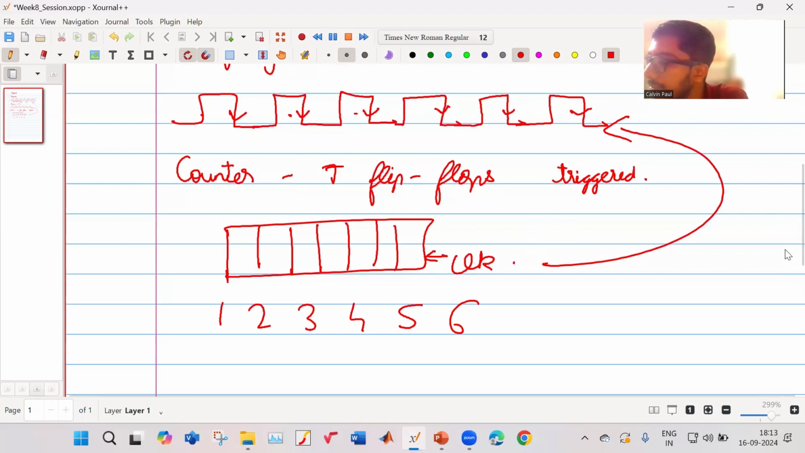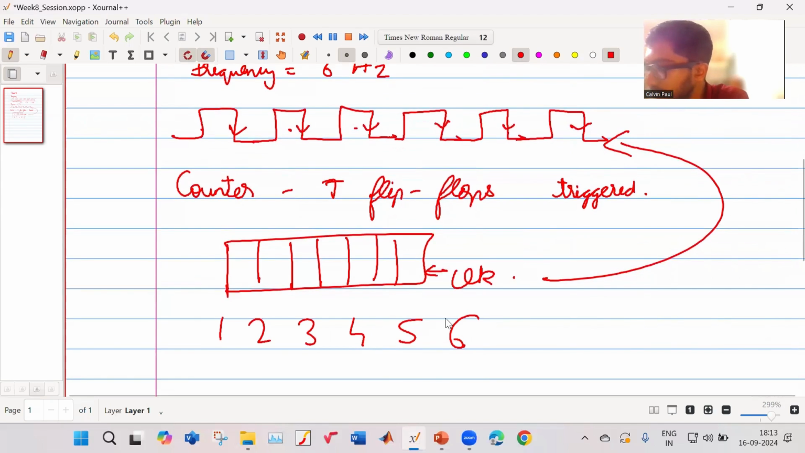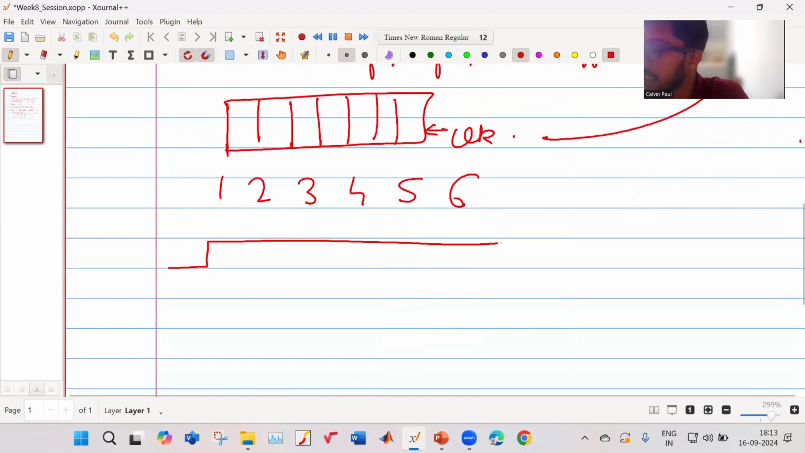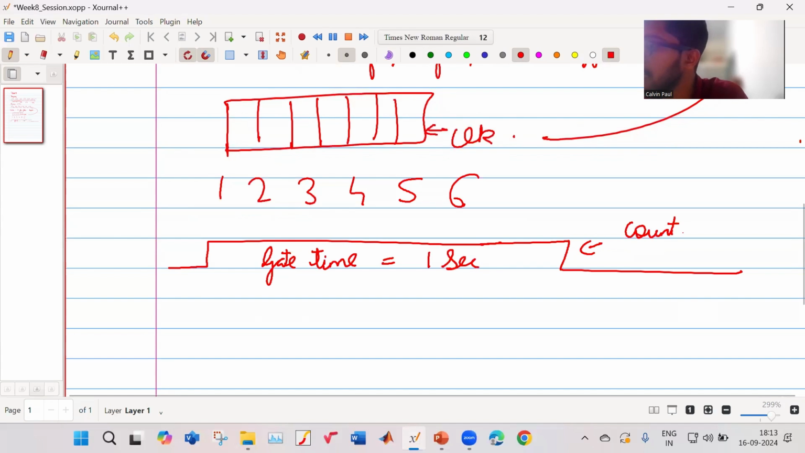After it becomes 6, we will do the counting for some particular time period. So let us check. Let us assume this is something known as your gate time, say 1 second. This is the time when your counter is active. And this is your signal, coming like this.